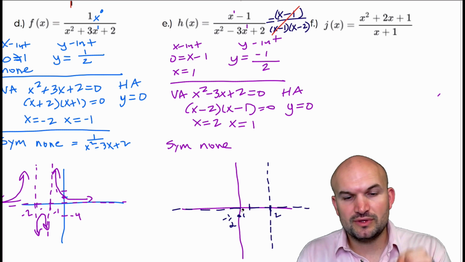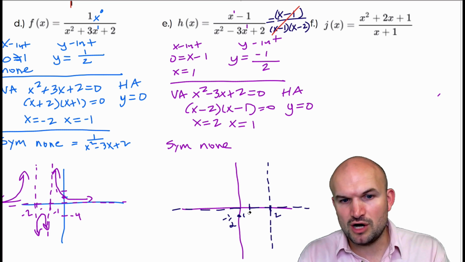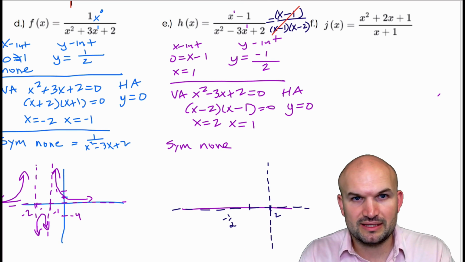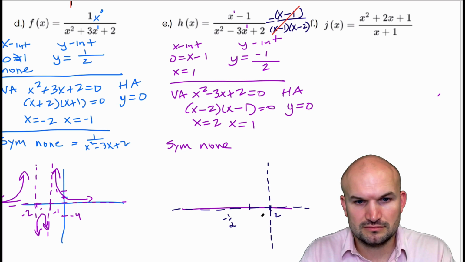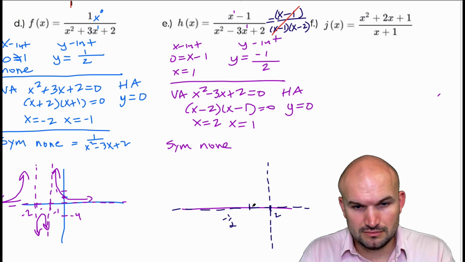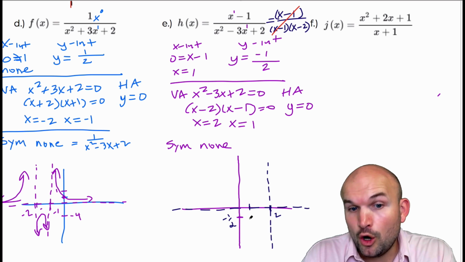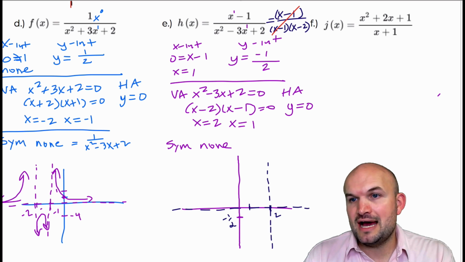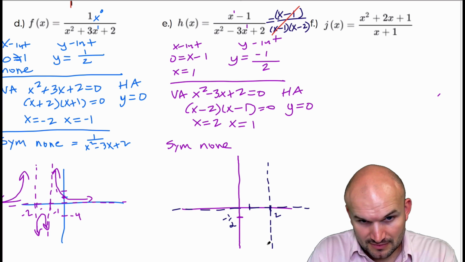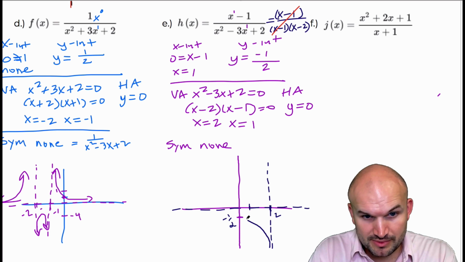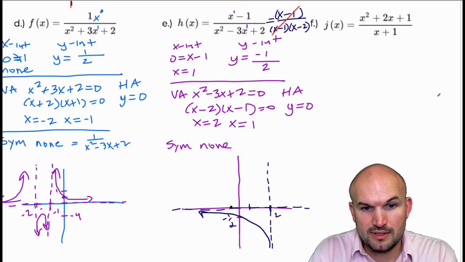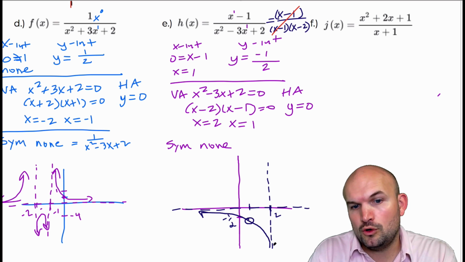Okay, so the graph still crosses at negative 1/2, but now there's going to be a hole here. And now it needs to approach this horizontal asymptote. So I'm going to go from there, but now I'm just going to put a nice little hole right there.